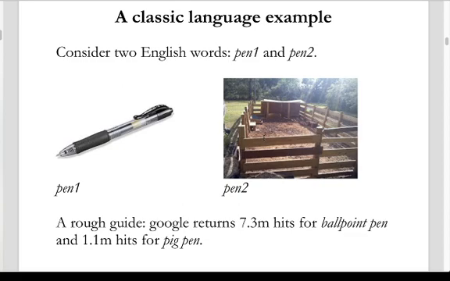Here's a sort of rough check on that. This is informal, but it'll get us a ballpark figure. If you search on Google for the exact phrase "ballpoint pen," which is unambiguously this kind, you get 7.5 million hits. And if you search for the exact phrase "pig pen," which is 99.9% certain to be this one, I guess it could be a writing pen that has pigs on it, but it's more likely to be this, that one gets only about 1/7 as many hits. So it's something in the neighborhood of 7 to 1 frequency, higher for this kind of pen than this kind of pen. So pen 1 has a higher prior probability than pen 2.